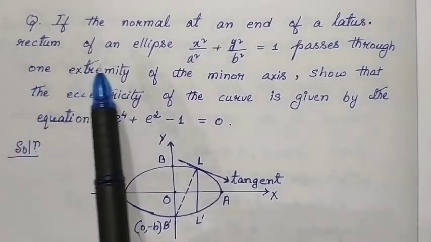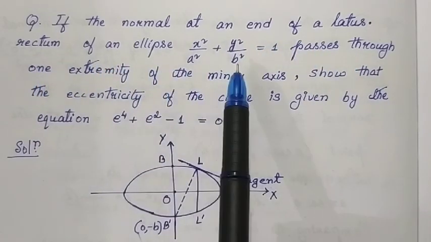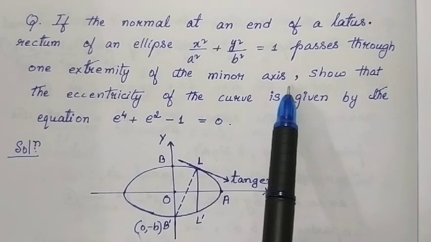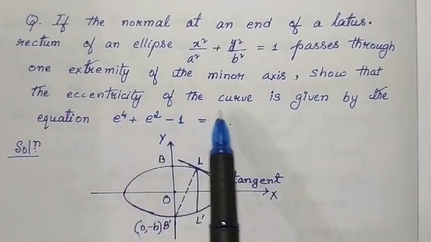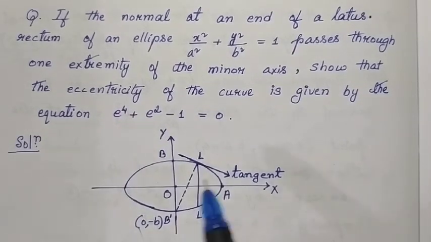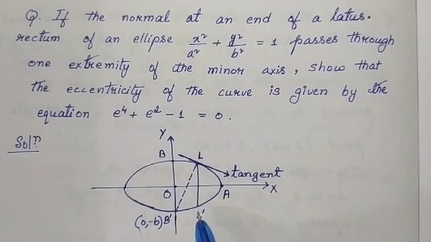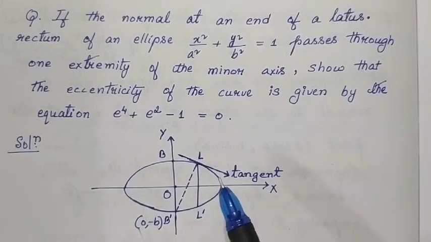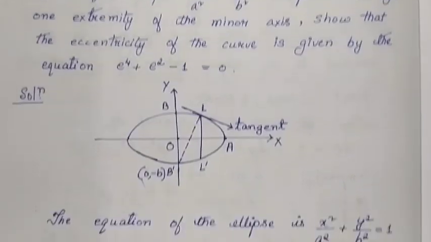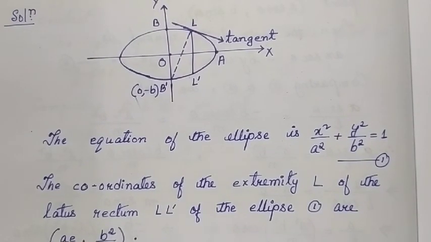Next question: if the normal at an end of a latus rectum of an ellipse passes through one extremity of the minor axis, show that the eccentricity of the curve is given by this equation. Now you can see the figure. This is the tangent and LL dash is the latus rectum. Let us start the problem, then I will tell what the rest of the points will be.